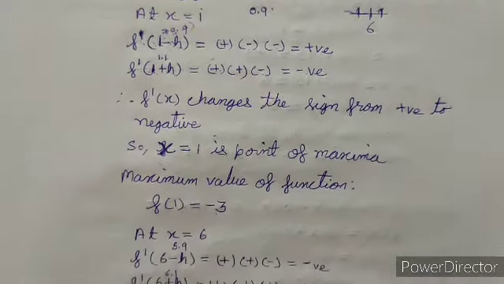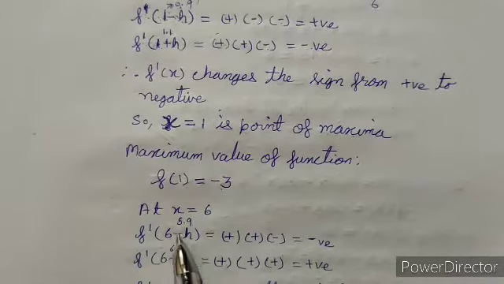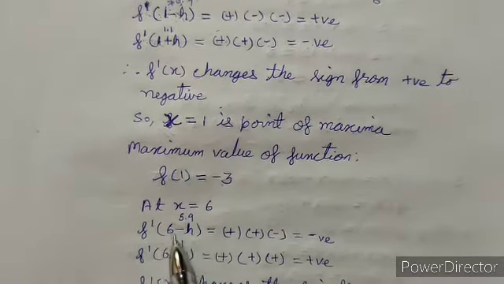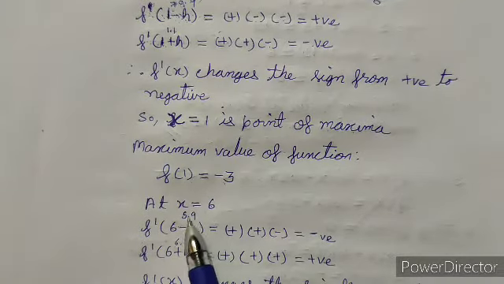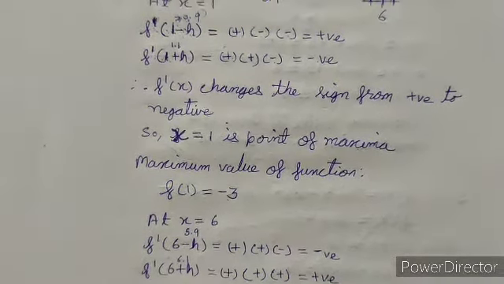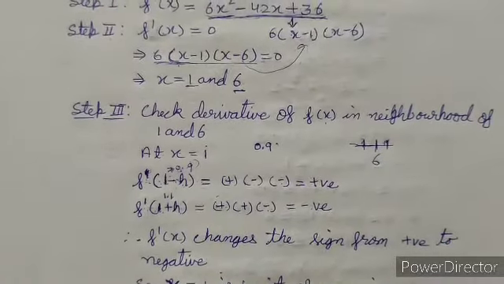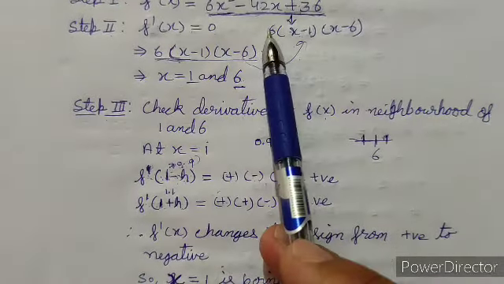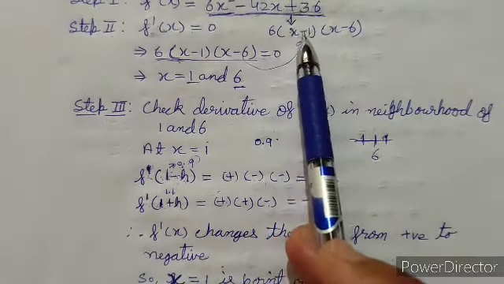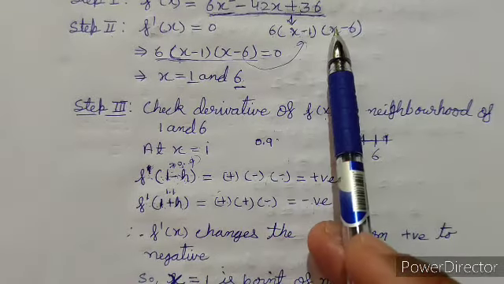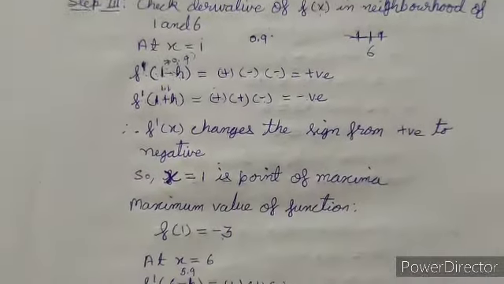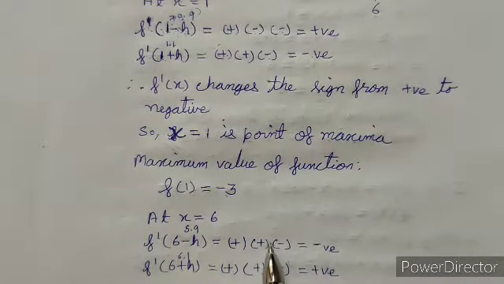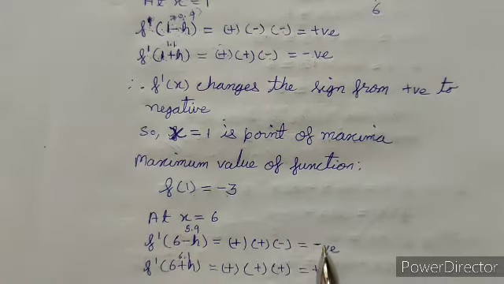Now at x equal to 6, the left derivative of 6, that is f dash 6 minus h. Now 6 minus h can be taken as a number less than 6, that is 5.9. Now f dash 5.9 will give us 6 positive, then 5.9 minus 1 positive, and 5.9 minus 6 negative. The product of these three signs will give us a negative sign. So f dash 6 minus h is negative.